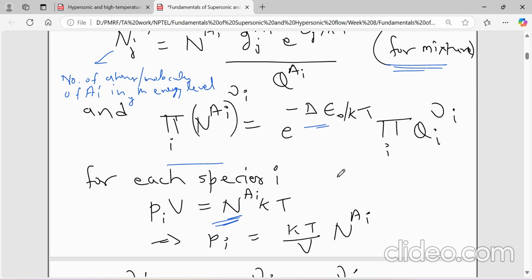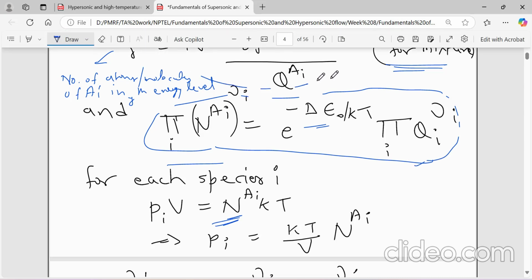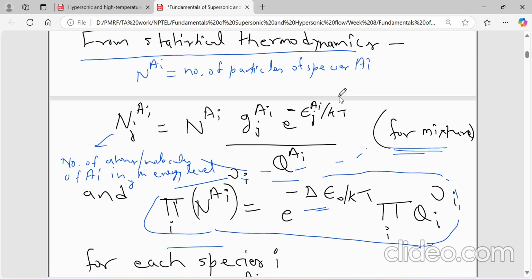Here we have not derived how we got this relation. This relation also we have not derived, but it is similar to that for single species gases. How these relations are derived, you can search in the book Physical Gas Dynamics.